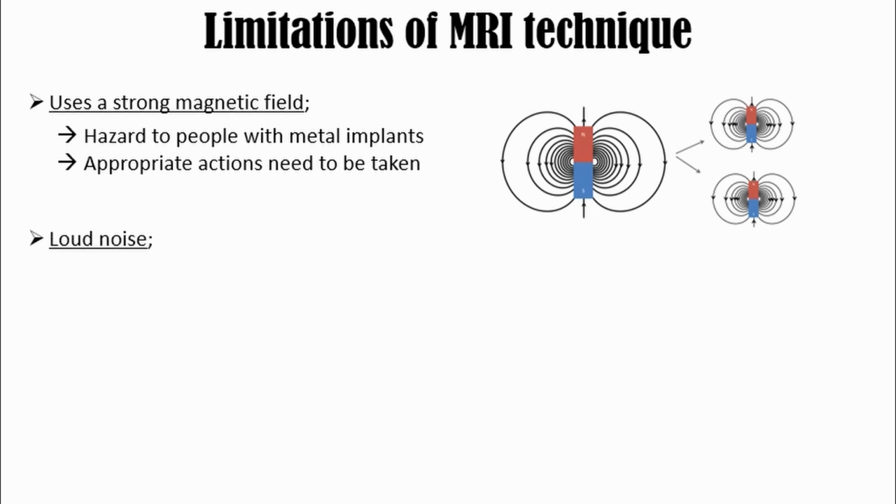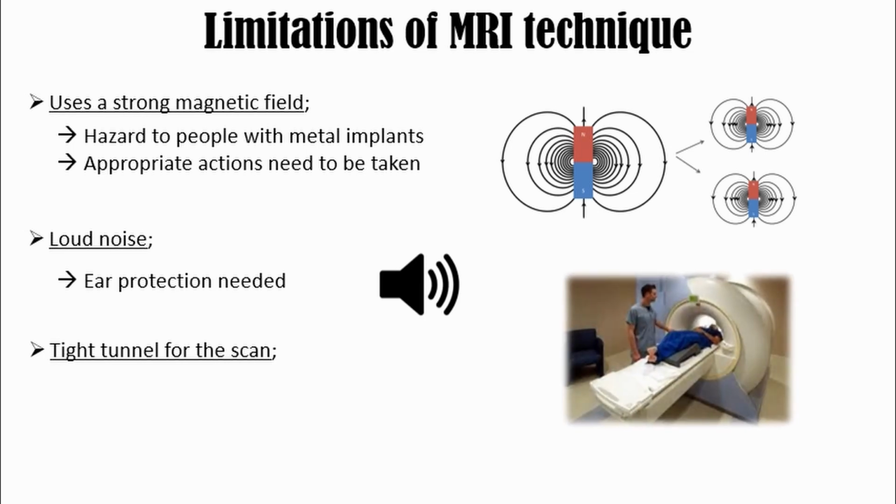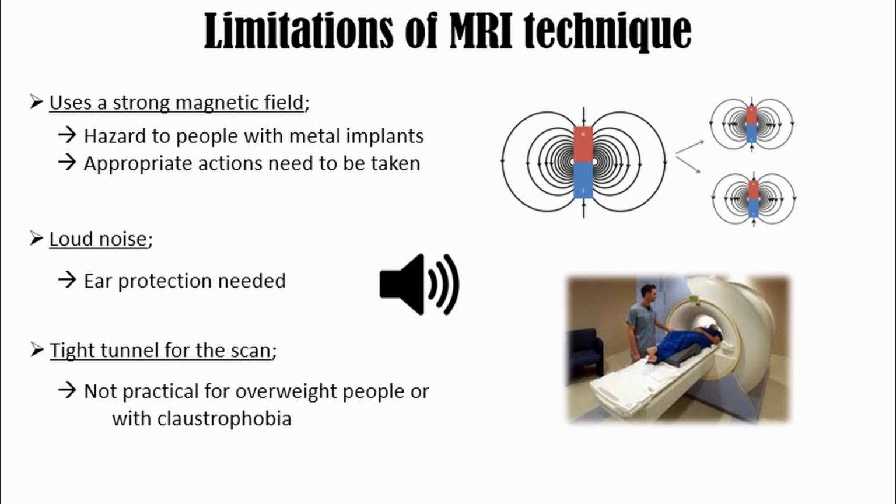Another limitation to this technique is loud noise, with intensity up to 120 decibels, which means that patients may need ear protection. Although there are now more open MRI machines, not every place has them, and they're not suitable for all examinations, which brings up another limitation to this technique, which is a very tight tunnel where the scan is taking place. Some people, for example with claustrophobia, might find it very difficult to be inside a narrow tunnel for a scan. Furthermore, MRI machines are also not practical for overweight people.